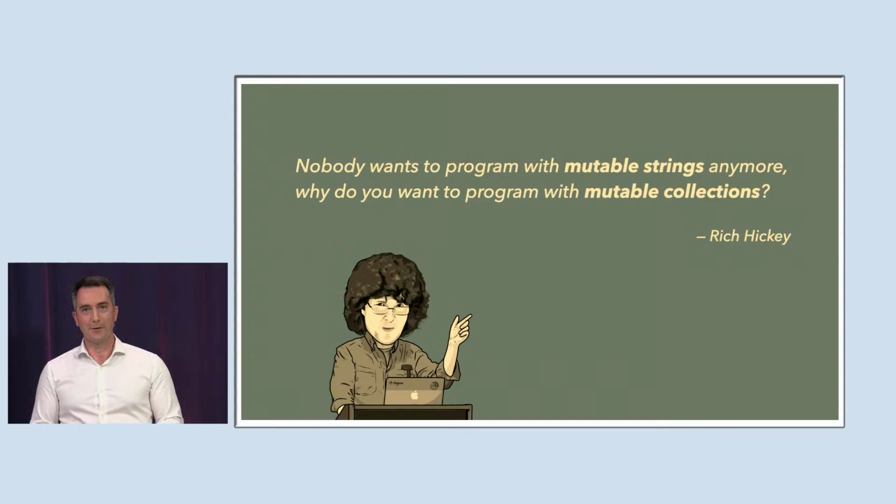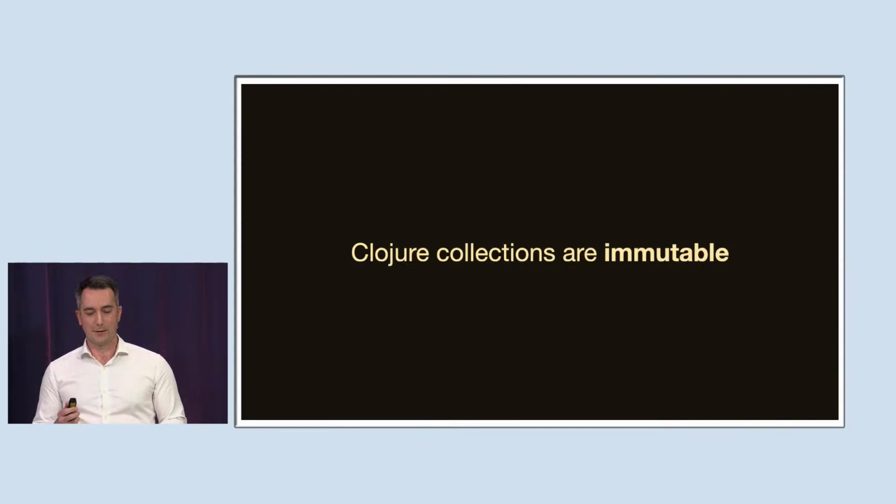And I think the particular insight with this quote is that Rich is saying, we've already solved how to make our programs stable to build upon. And the answer is building on immutable data. In Clojure, all the collections are immutable by default. And I think this is something that our industry has started to wake up to.